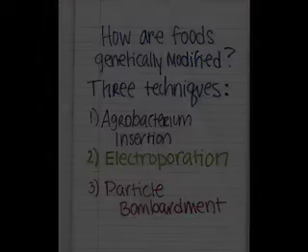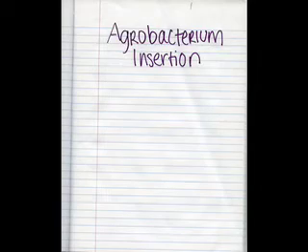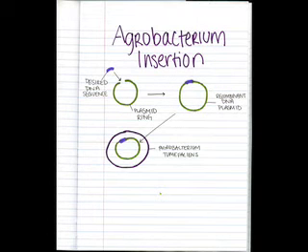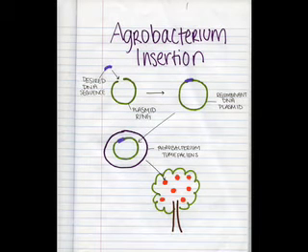The basic technique of agrobacterium insertion is to use a tumor-inducing bacteria to insert desired DNA sequences into the target plant. First, the desired sequence of DNA is placed into a plasmid ring. This ring is then placed into the Agrobacterium tumefaciens. Once the Agrobacterium tumefaciens is introduced into the host plant, it transfers the new genetic material into the host's genome using the mechanisms that it would normally use to cause tumors.